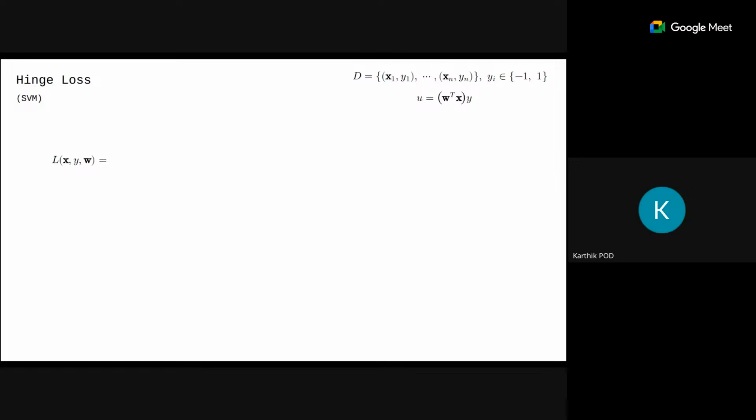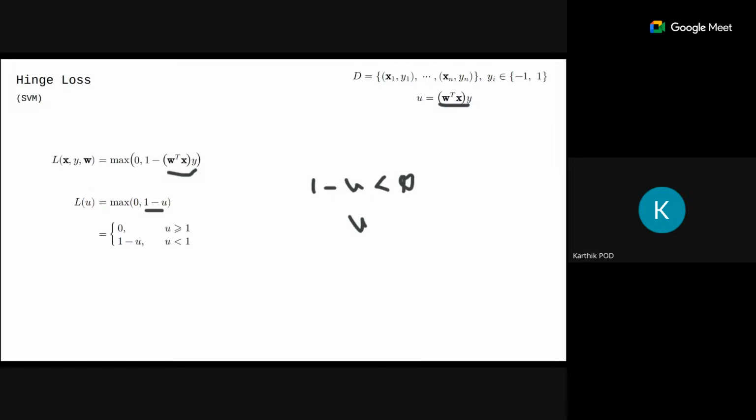Now what we had for the hinge loss, the SVM part, was max of 0 comma 1 minus w transpose xy. We saw this yesterday. So it's very simple to substitute u here. All you have to do is max of 0 comma 1 minus u. When will this be 0? When 1 minus u is less than 0. So when will 1 minus u be less than 0?